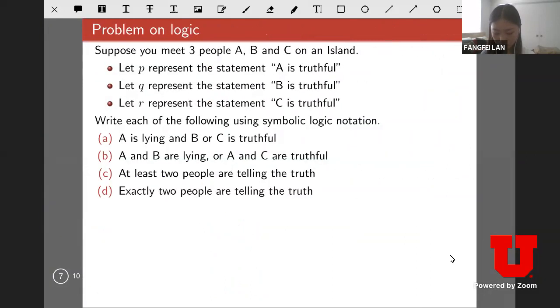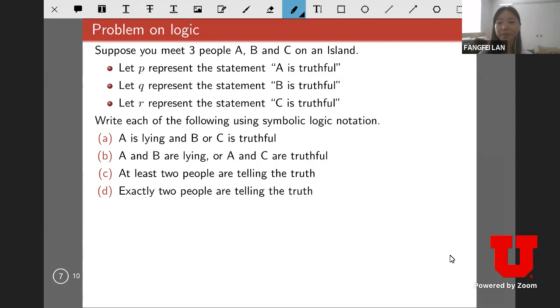Okay, let's go back to this problem. So we have P, Q, and R representing each of the persons being truthful. So how do we represent the following statements? A is lying and B or C is truthful. So how do we represent, first of all, A is lying?